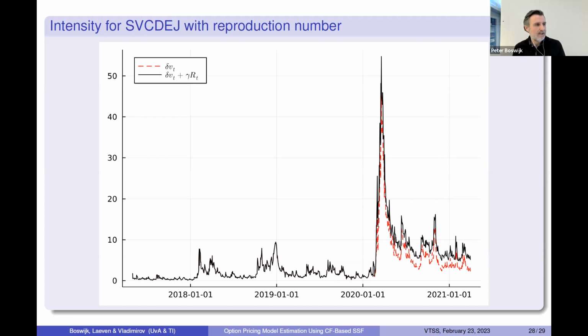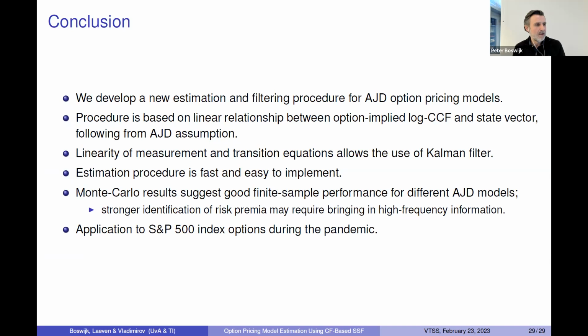Okay, so to conclude, on the next slide, yes, this is more like a summary. I don't think I have to repeat every bit of it, except emphasizing that this linearity that we're exploiting is helpful in getting an easy to implement procedure. In simulations of a well-specified model, it seemed to work reasonably well. However, this distinction between P and Q, that is to say the true dynamics and the risk-neutral dynamics, is something that we are not really able to identify very clearly based on only these option prices.